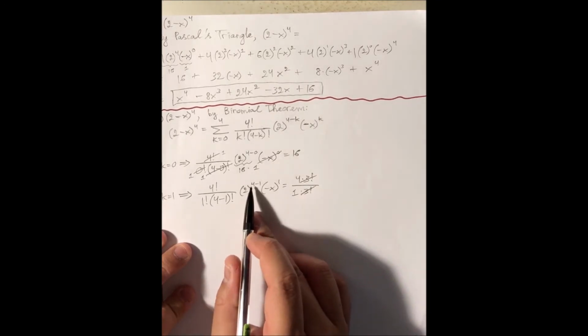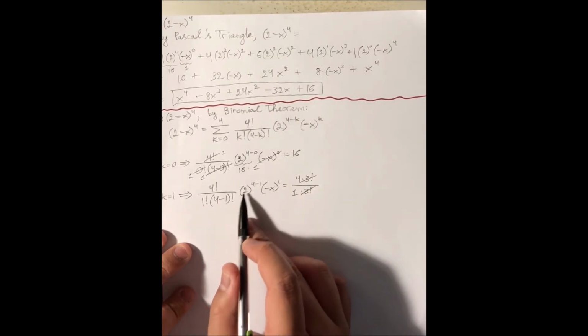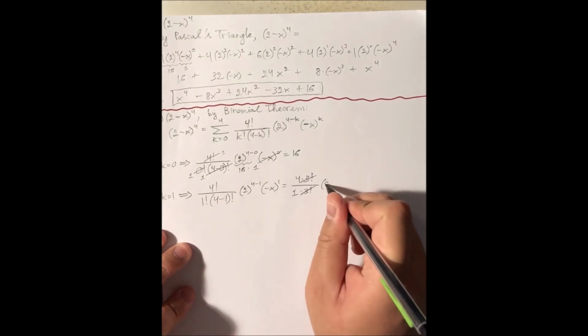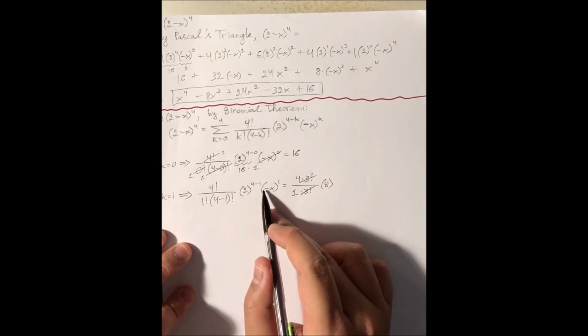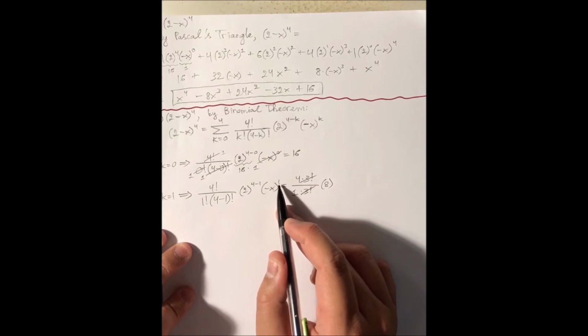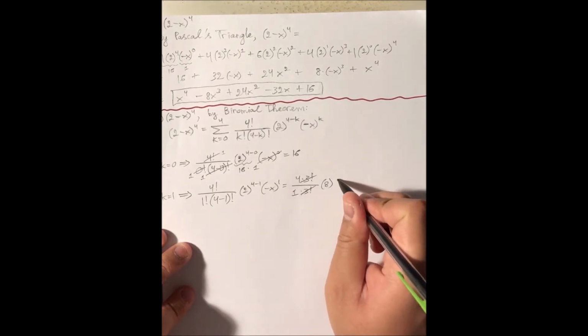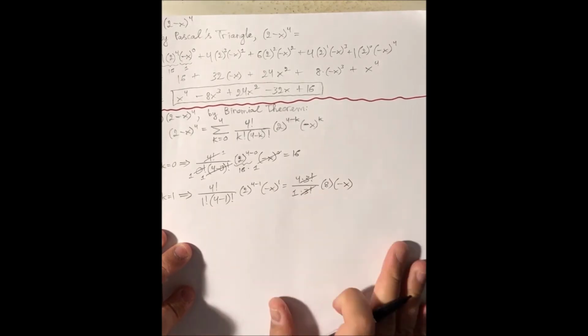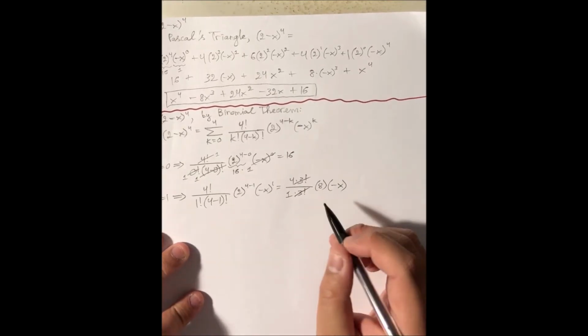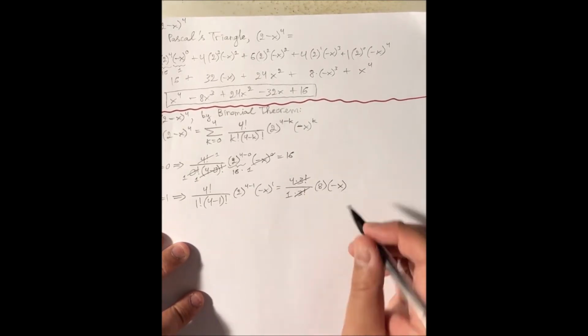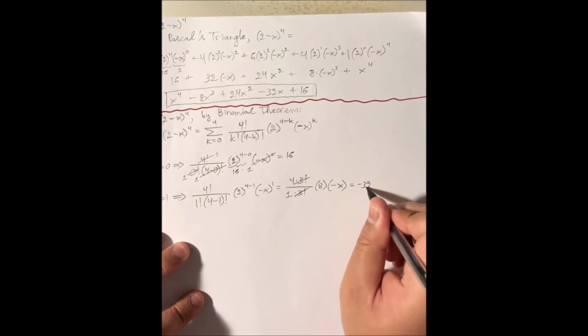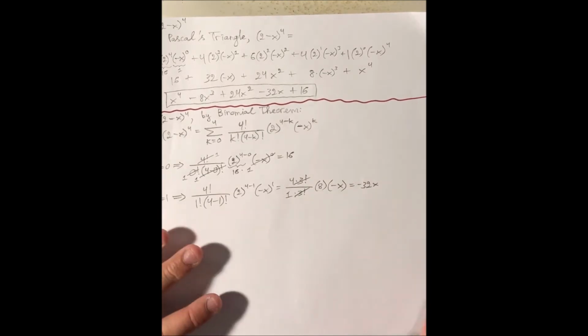And then for this one, 4 minus 1 is 3. 2 raised to the 3 is going to be positive 8. Negative x raised to any odd exponential power is going to be its negative version. So it's going to be negative x, like that. So we got 4 times 8 times negative x is going to be negative 32x, like that.